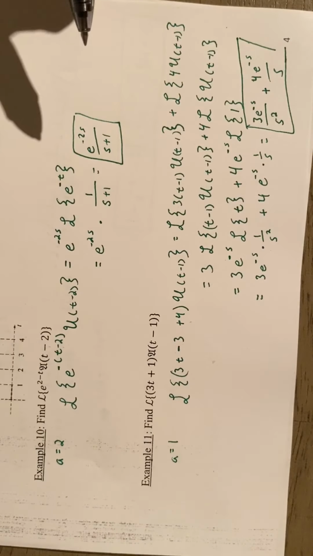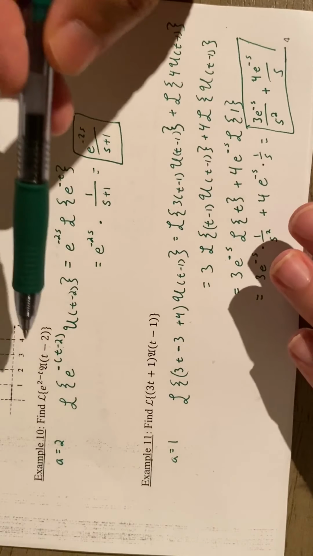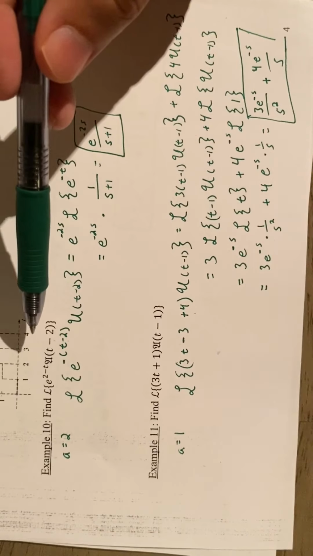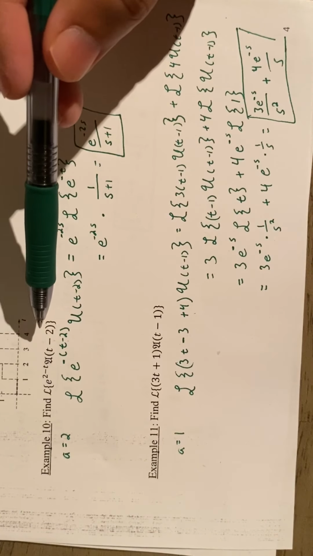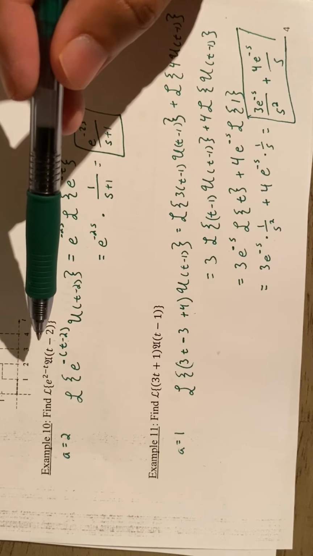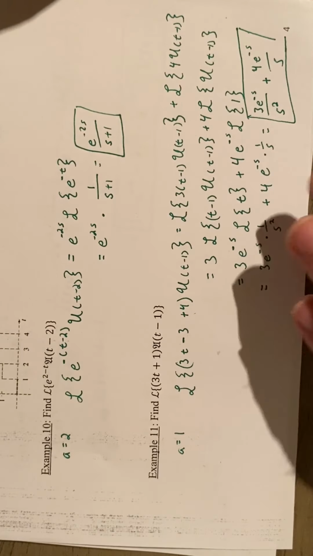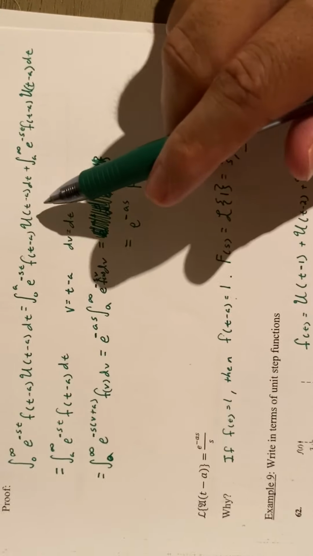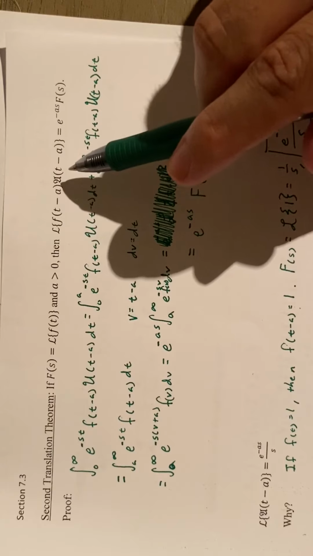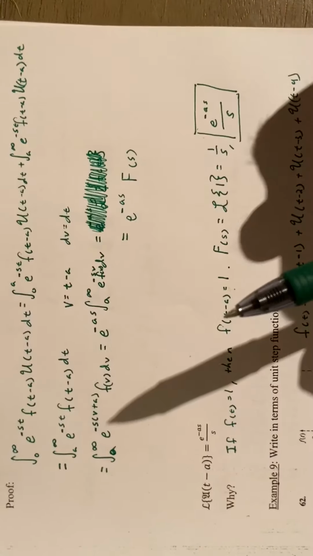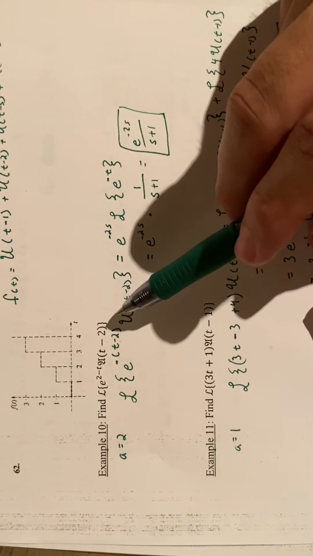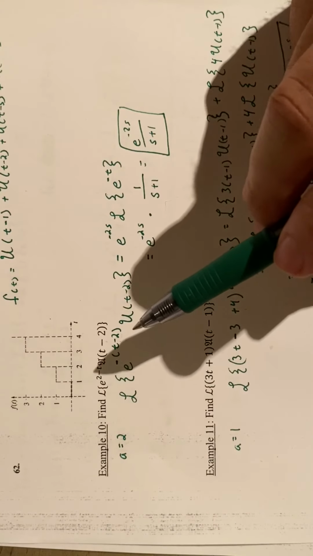Alright, so example 10. We have the Laplace transform of e to the 2 minus t times the unit step function of t minus 2. And so what I want to do is figure out a way to have f of t minus a times the unit step function of t minus a. So I want the function and the unit step function to both be in the form of t minus a. And right now I don't have that. I have 2 minus t and t minus 2. So I want them to both be in t minus 2.